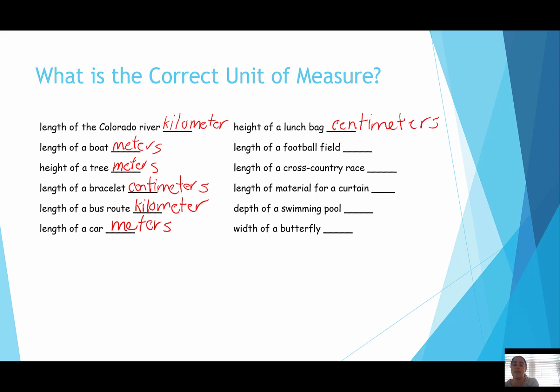The length of a football field, I would say meters. The length of a cross-country race, if it's a short race like a sprint, you might run in meters, but if it's a long race, it would be kilometers. The length of material for a curtain, you would use meters. The depth of a swimming pool, you would use meters. And the width of a butterfly, because it's pretty small, I would say you could use millimeters or centimeters.